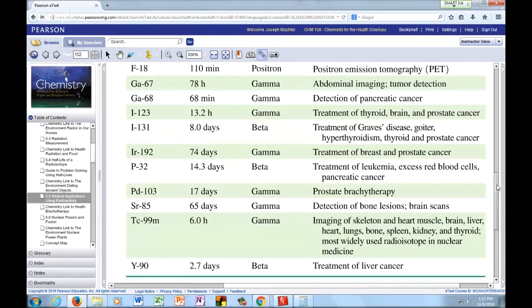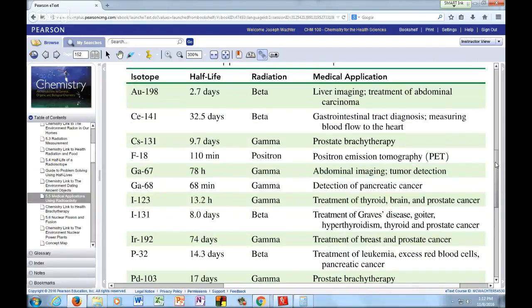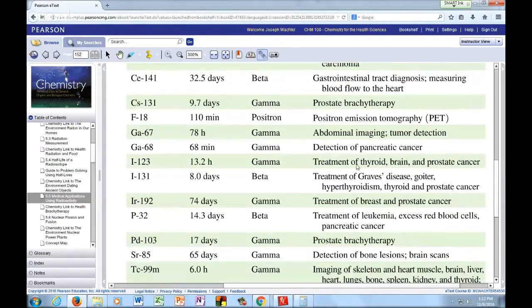So some radioisotopes are used for treatment. In that case, you want something that is going to target and destroy a tumor, and then other ones are used for imaging, which is when you want to see something about it. The technetium-99 is used for imaging.